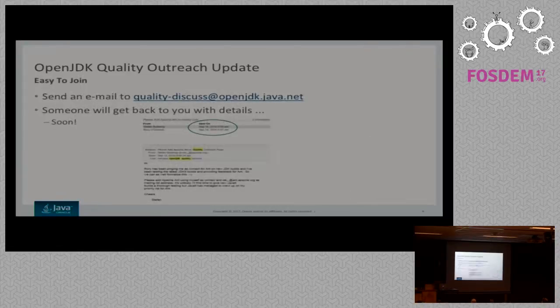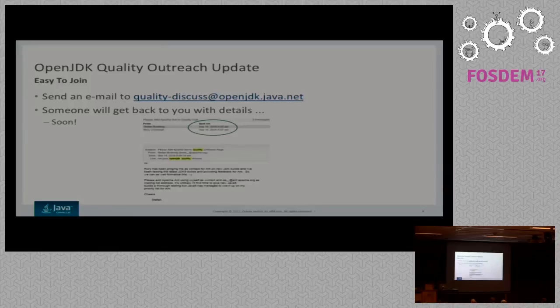It's so simple to join. I would like to recommend it to every single one of you here today. We give you information about what's going into the latest build and changes that might break you, and advise you, okay, if you're doing this, you need to test on this particular build. All you have to do is send a mail to the Quality Discuss OpenJDK list, or you can send a mail to me if you prefer.